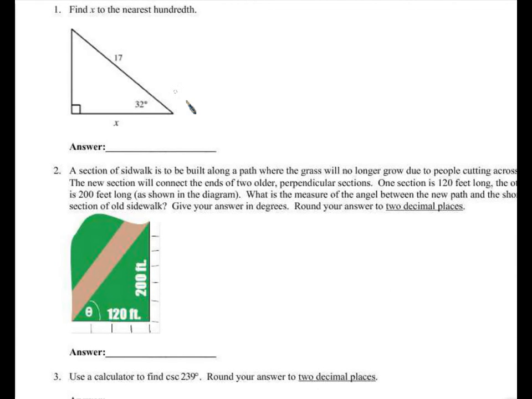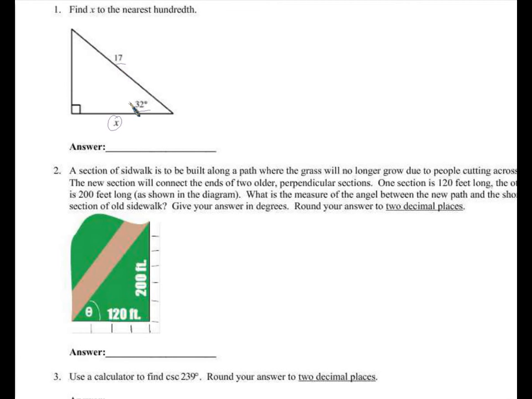All right, starting with number 1, I think it's a good place to start. So this side of the triangle, we don't know what it is, but we do know this angle is 32 degrees. We do know this side is 17. This is the side we call the hypotenuse.